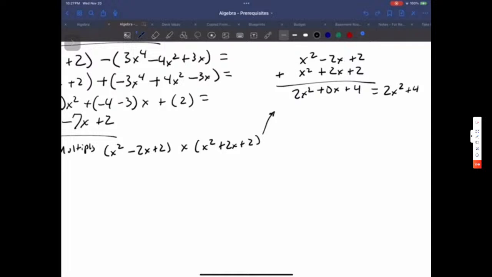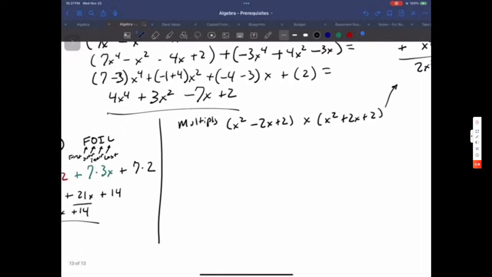They're doing it for multiplication. So now let's use a vertical arrangement for multiplication. So we have these two guys, x squared minus 2x plus 2 times x squared plus 2x plus 2. Okay, so very similar to how we do multiplication of regular numbers, except we're going to do it kind of backwards, because instead of multiplying by the lowest one first, we're going to multiply by the highest one first.